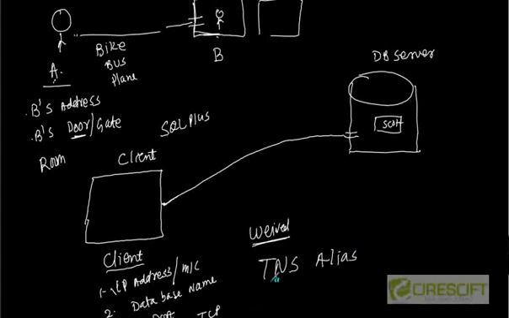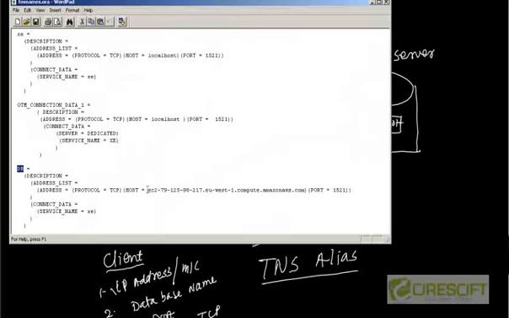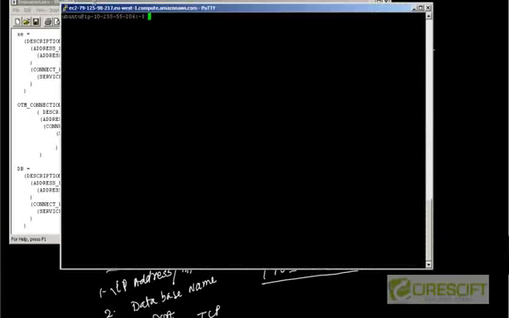Okay, so using TNS alias, we are going to connect. I'm going to show you how we are going to do that. Before that, let's first go to the machine. So basically we are going to connect to this machine, ec2, whatever. Okay, so basically here is that machine, ec2.